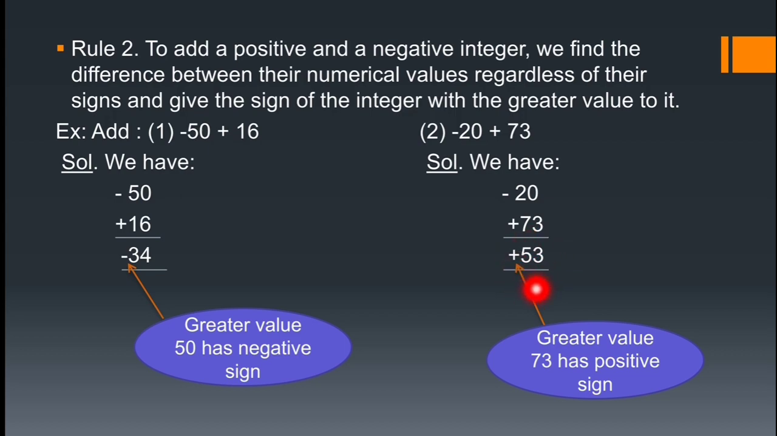Now what will be the sign for this result 53? The sign will be the same as the larger value has. So we see that out of 20 and 73, 73 has the larger value and 73 has a positive sign. So we just put a positive sign before the result. So our final result will be plus 53.